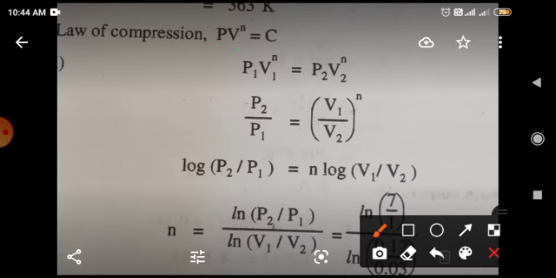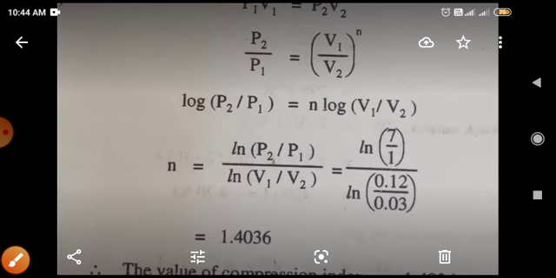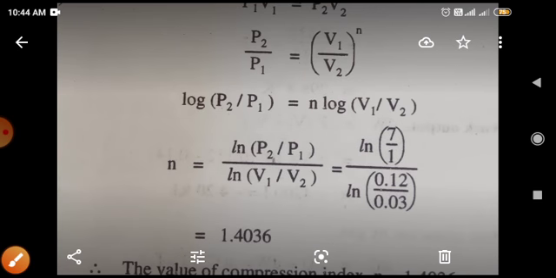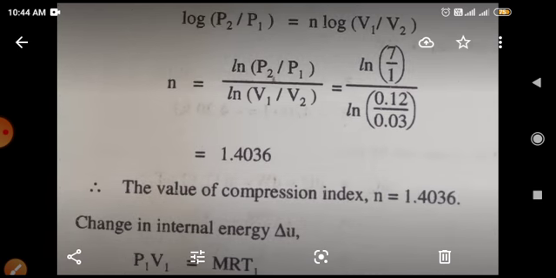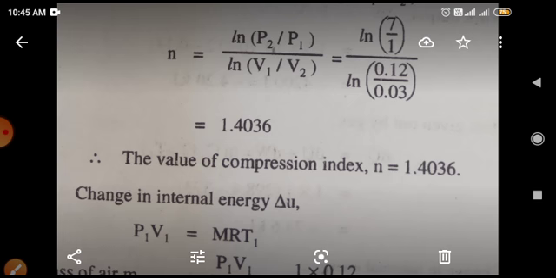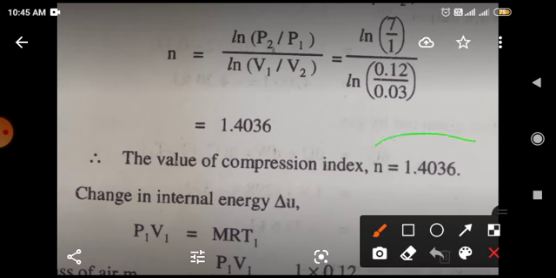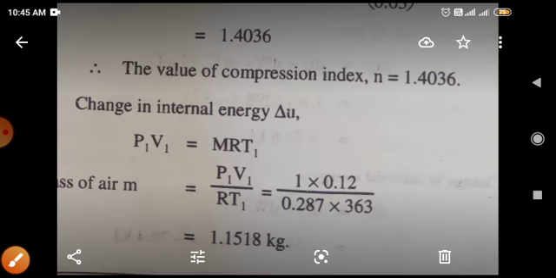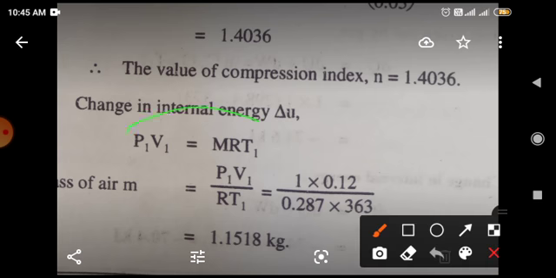We have this formula P1 V1 to the power n equals P2 V2 to the power n. So putting these values, you will get log of P2 upon P1 equals n log V1 upon V2. So n equals, taking this ratio and putting all these values, 1.4036. This is the value of the compression index, which is n. Then change in internal energy is equals to m, with P1 V1 equals m R T1.